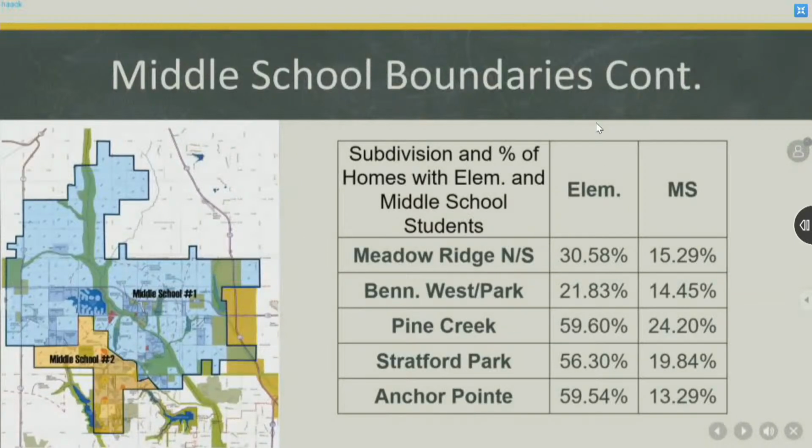These are the percentages. Just like we showed you in the elementaries, there are percentages that we're using as projections for middle school. Now, why are they less? We're looking at 6 grades, K through 5 in the elementary, and 3 grades in the middle school. So naturally, 6 and 3, it should be half. It is not that, but those are the numbers in terms of percentages of neighborhoods as we move forward.